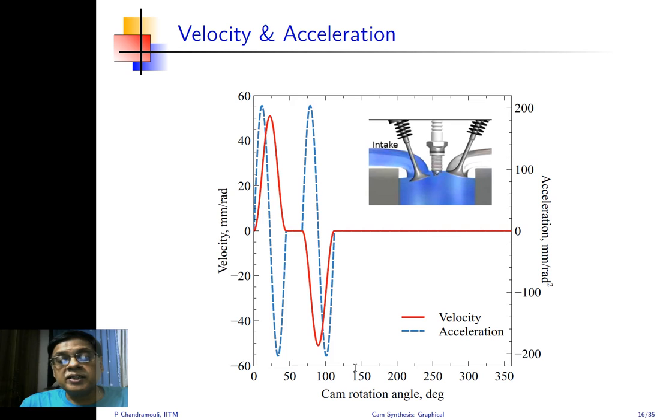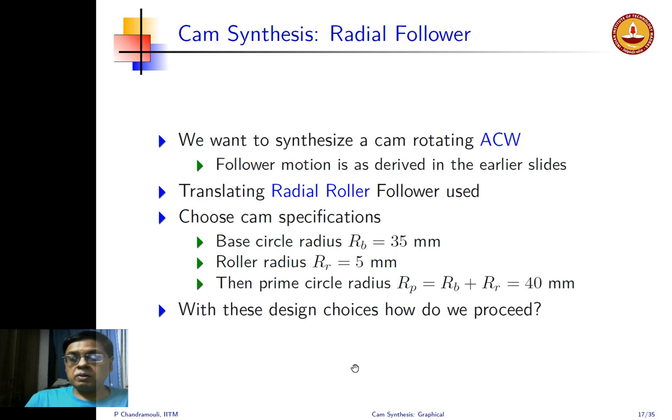Again, the acceleration and velocity profiles are very similar to the 3-4-5. Not surprising, because we have ensured continuity at both ends. Okay, so this is as far as the follower motion is concerned. Now we move to the real deal.